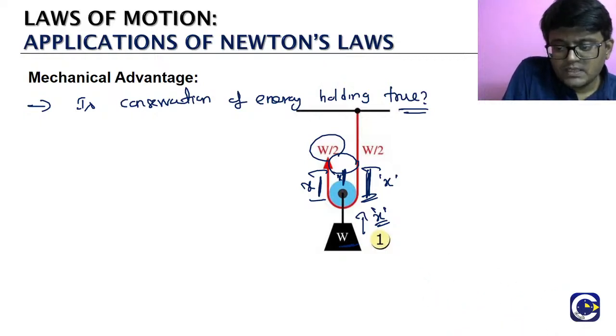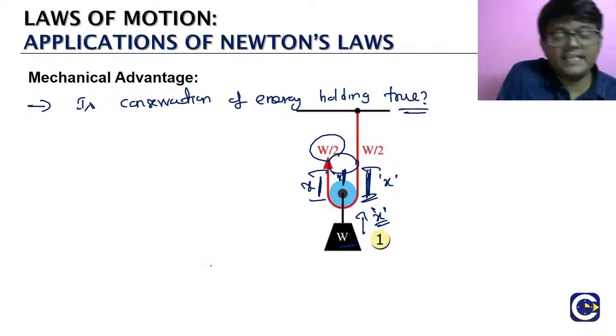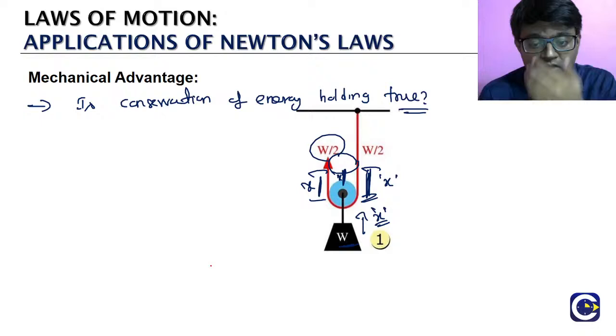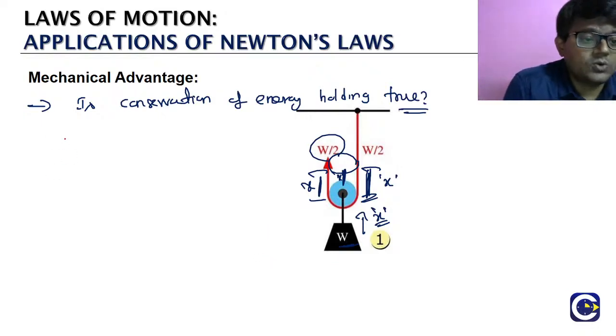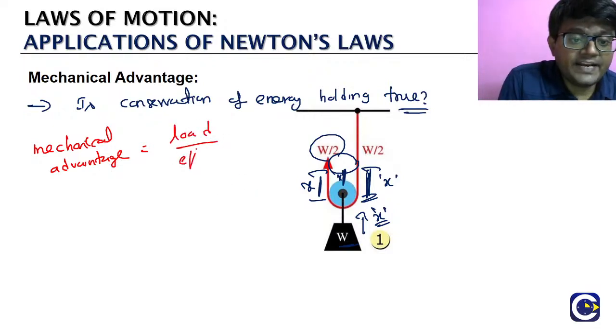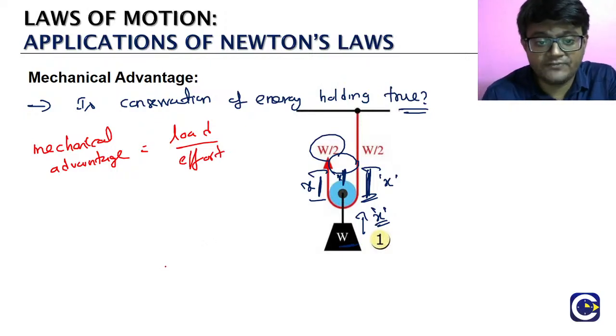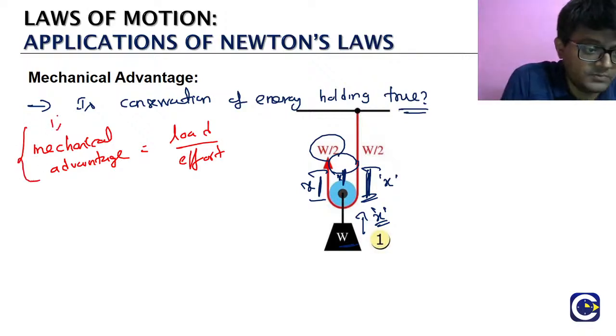Okay, so for all these mechanical advantage systems, we will define something called efficiency. But before getting to efficiency, we will look at these two terms. What is the first term? Mechanical advantage. What is the formula for mechanical advantage? The load that we are able to lift divided by the effort force that you apply. That is mechanical advantage. This is one.